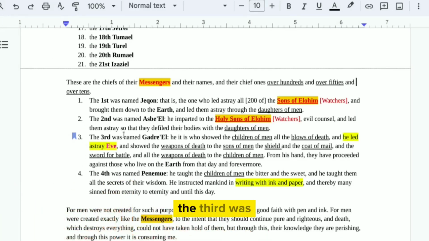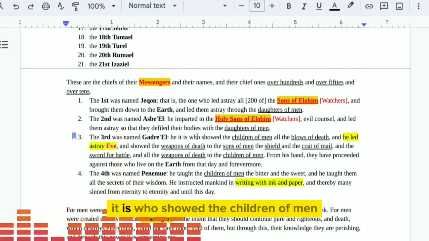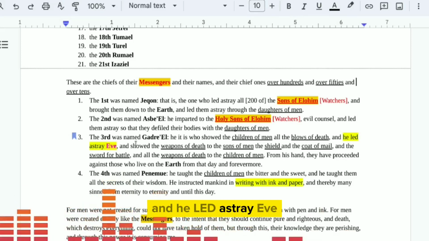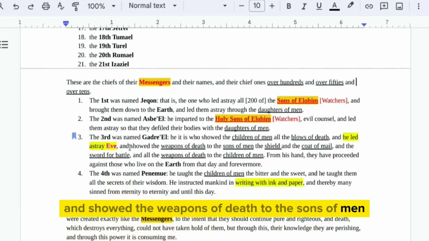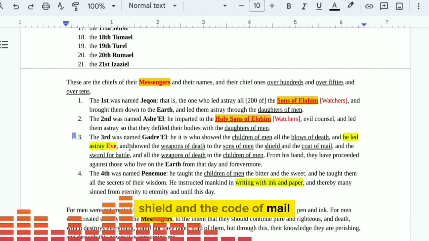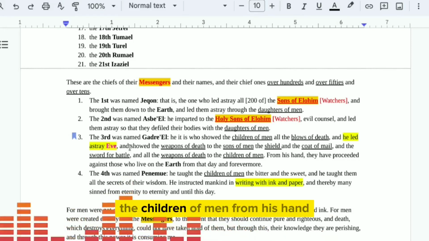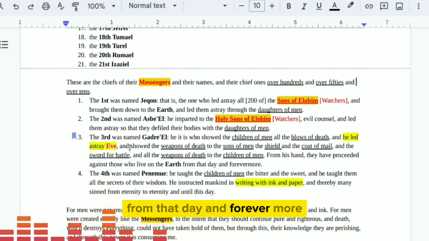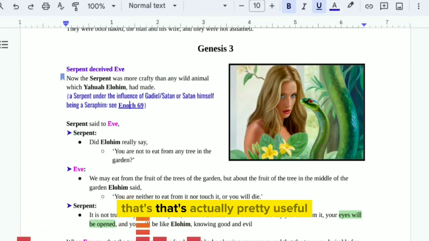That's this one. The third was named Gadriel. He it is who showed the children of men all the blows of death, and he led astray Eve, and showed the weapons of death to the sons of men, the shield and the coat of mail, and the sword for battle, and all the weapons of death to the children of men. From his hand they have proceeded against those who live on the earth from that day and forevermore. Back to the Genesis. That's actually pretty useful.